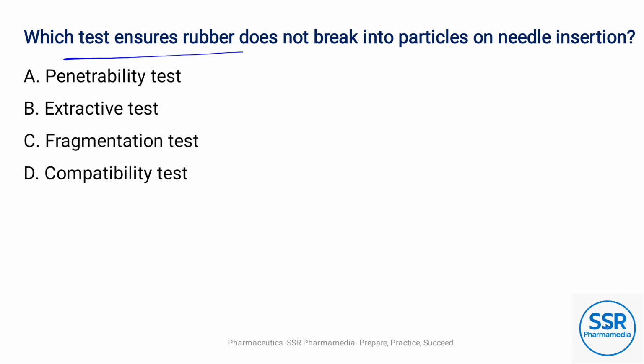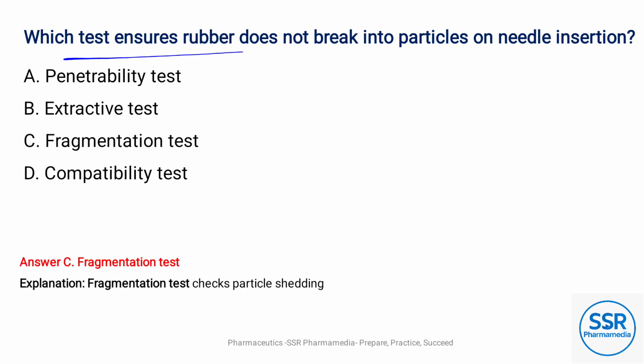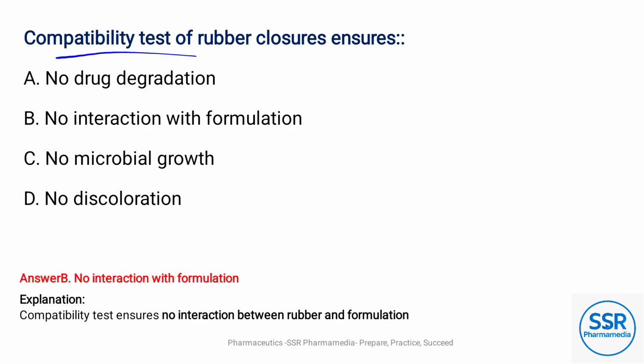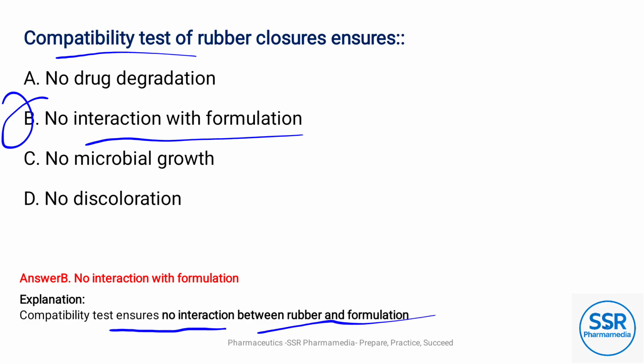Which test ensures rubber does not break into particles on needle insertion? Option C, fragmentation test. The fragmentation test checks particle shedding. The compatibility test of rubber closures ensures, option B, no interactions with formulations. The compatibility test ensures no interactions between rubber and formulation.